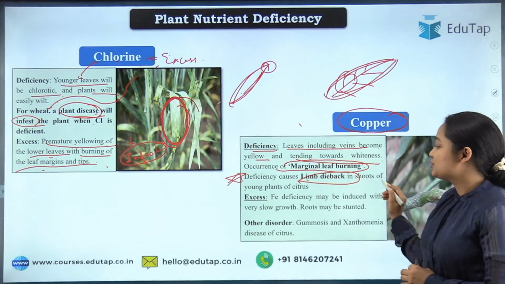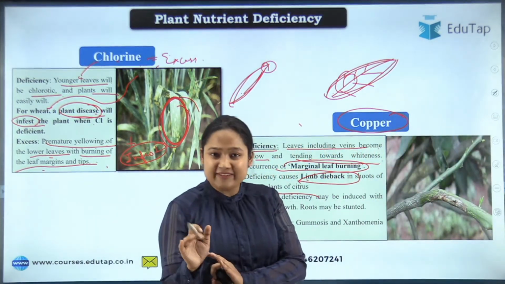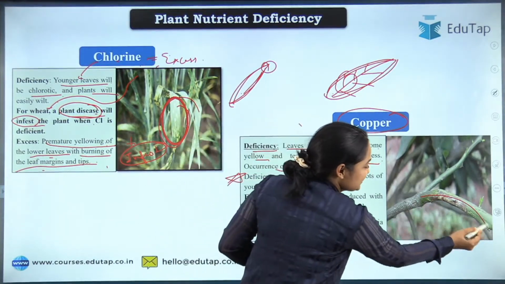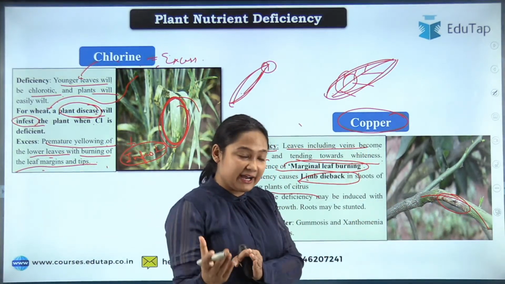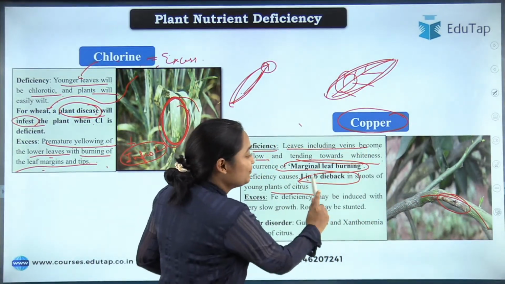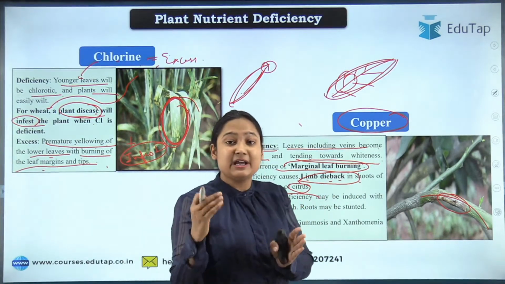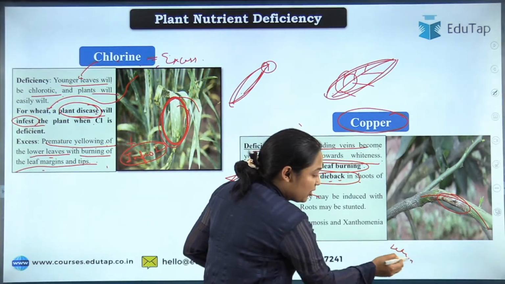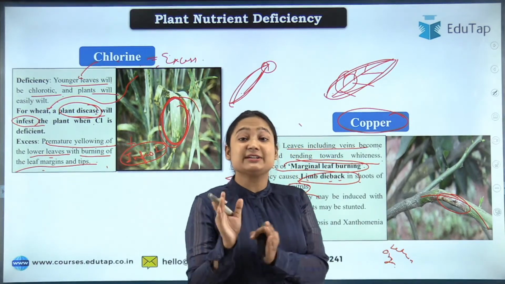Limb dieback of shoots in the young plant of citrus happens. Now what is this limb? Do plants have limbs? Yes, we are talking about the branches of the plant. These branches will start dying. Browning will happen and they will start drying, due to which we call it a limb dieback shoot of the citrus plant. Citrus, what are your citrus plants? Khatte, citrus. That means lemon, oranges or mosmi, these are your citrus fruits.